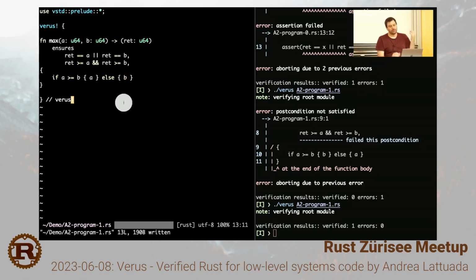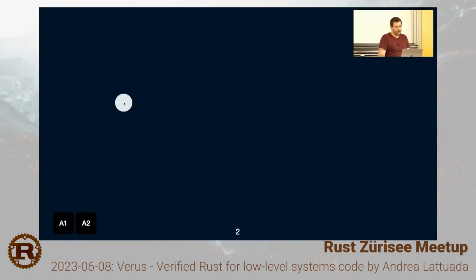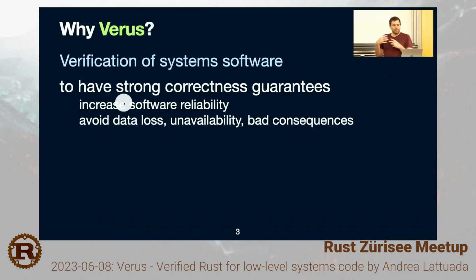So cool. So this is the verification. The promise of verification is this mathematical guarantee, this static guarantee that conceptually we've tested the function for every possible input, or tested the program for every possible input. Cool. So why Verus? Why am I talking to you about this tool and why we've been developing it?